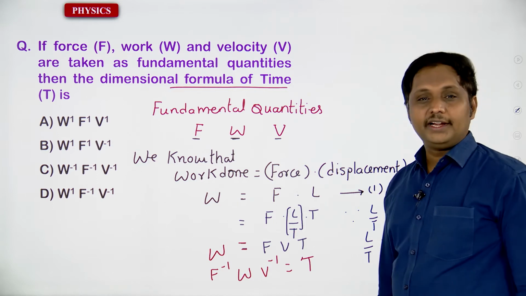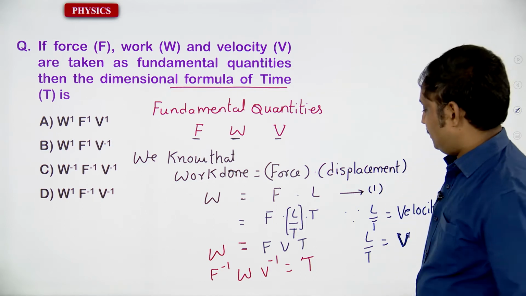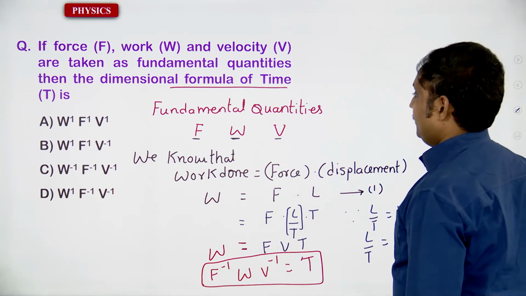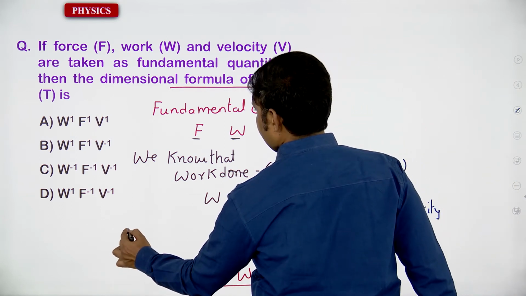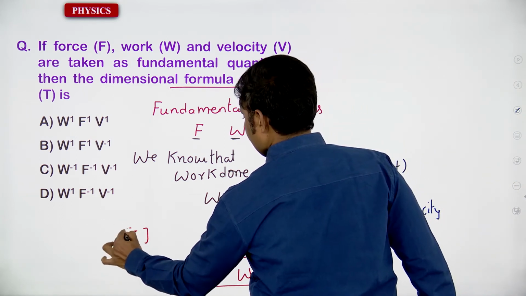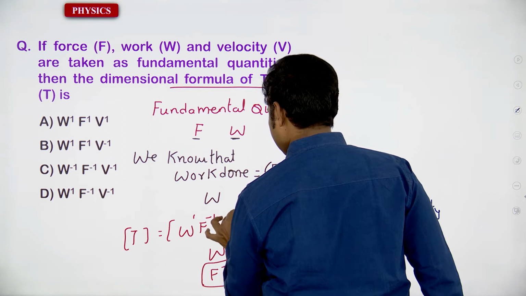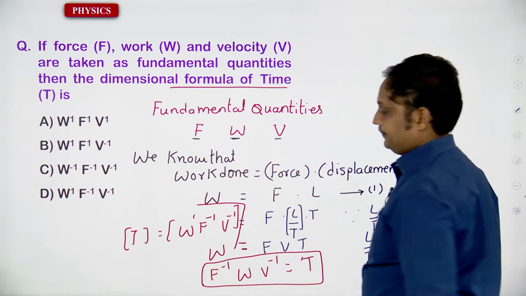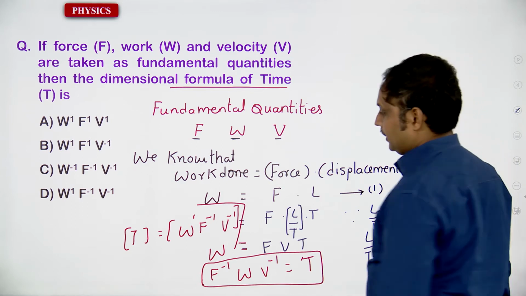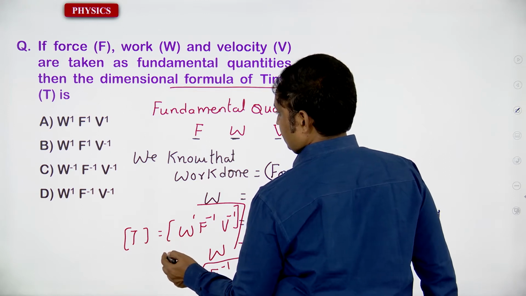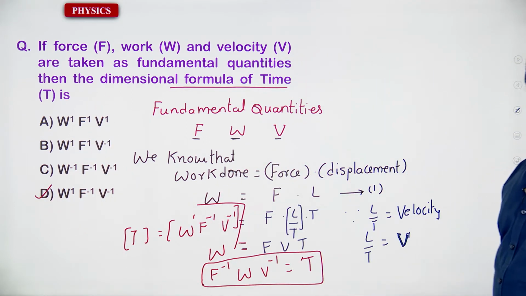So which is going to be the correct answer? This is very easy for you. Therefore, the dimensional formula of T is equal to, it's very clear, W F minus 1 V minus 1. So this is going to be the correct answer. Yes, you have to take this one. The fourth option is going to be the correct answer. You can check it. This is simple and easy for you.